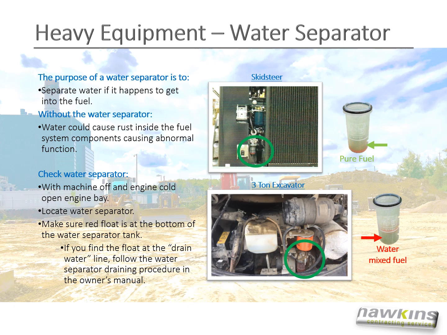To check the water separator, with machine off and engine cold, open the engine bay. Locate the water separator. Make sure the red float is at the bottom of the water separator tank. If you find the float at the drain water level, follow the water separator draining procedure in the owner's manual.